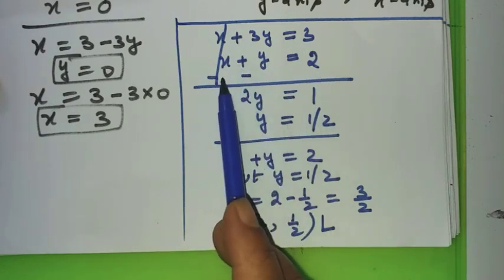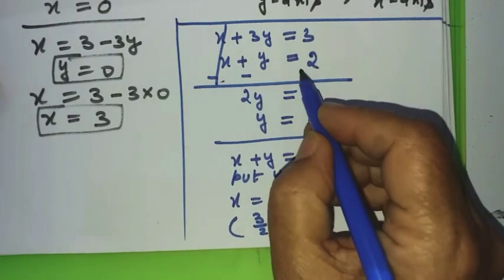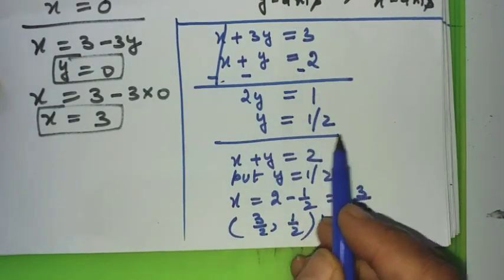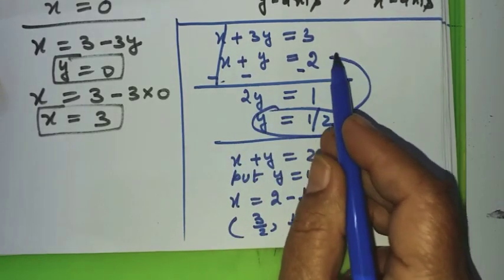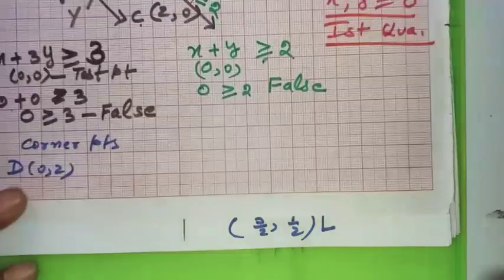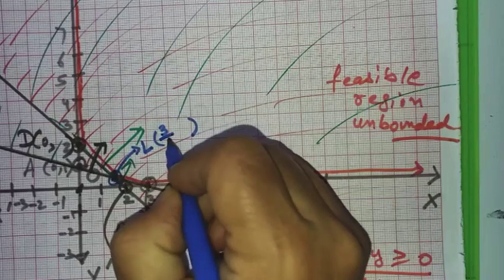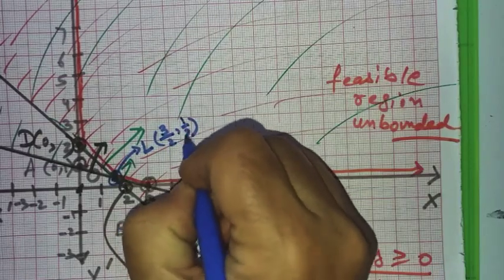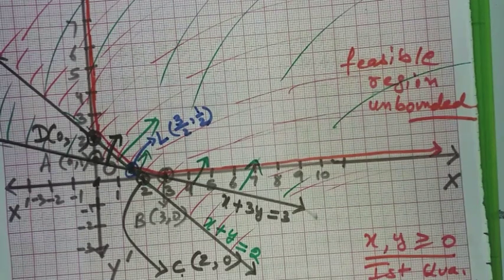We are subtracting the second equation from the first. 3y minus y is 2y, 3 minus 2 is going to be 1, so y is 1 by 2. Substituting this value of y, 1 by 2, into the second equation, x plus y equal to 2, x is 2 minus 1 by 2, that is 3 by 2. So the coordinates of the point L are 3 by 2, 1 by 2. So I write them here. This is 3 by 2, 1 by 2. So I got the coordinates of the point L also.